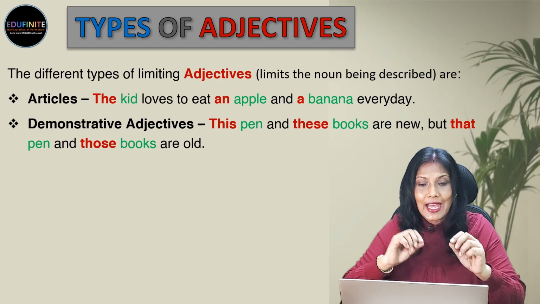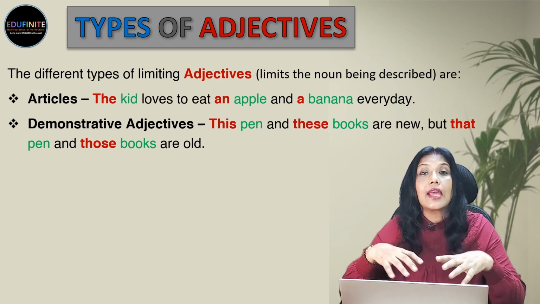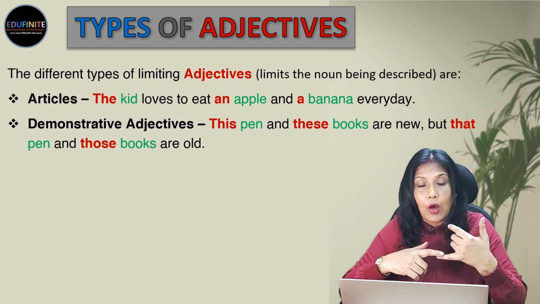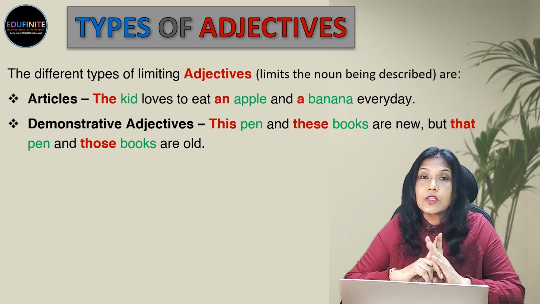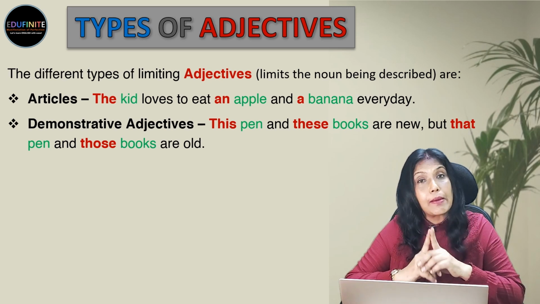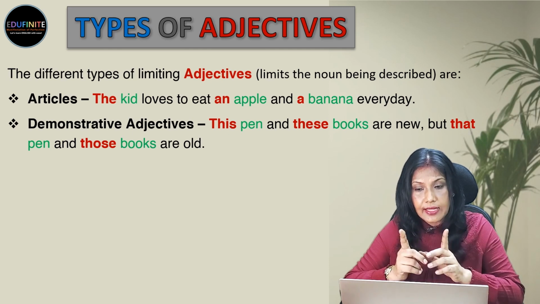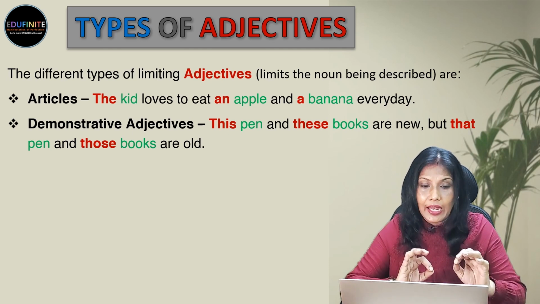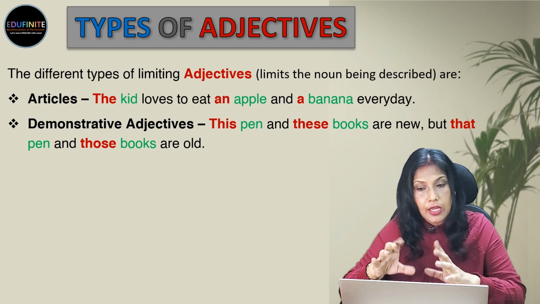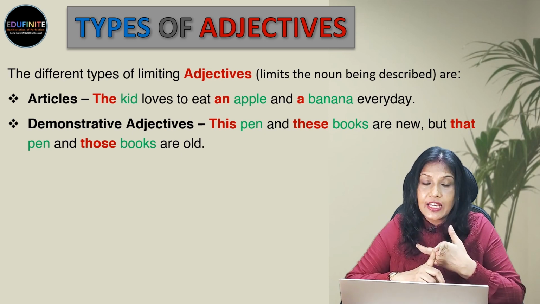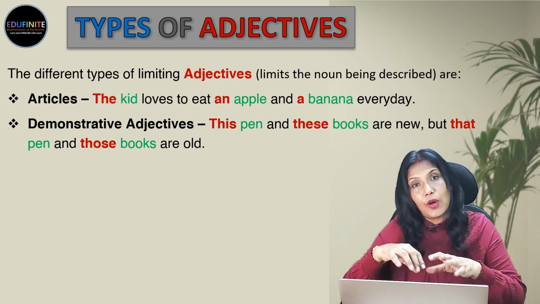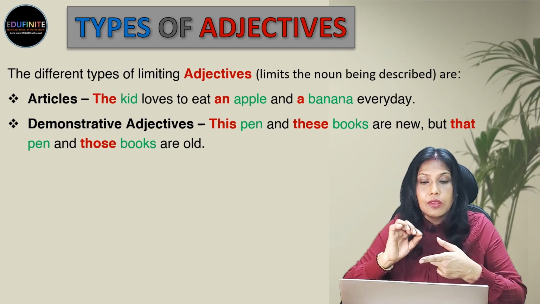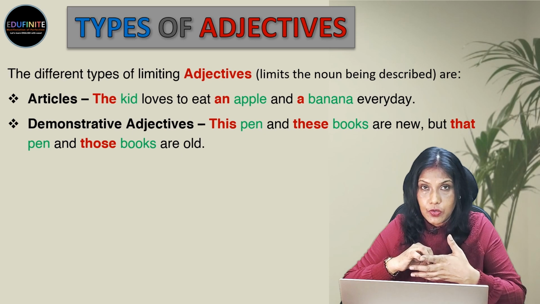So this and these, as they are telling us more about the noun pen and books respectively, they both are demonstrative adjectives. Next, that pen and those books. Here too, that is modifying the noun pen and those is modifying the noun books. So that and those are also demonstrative adjectives.